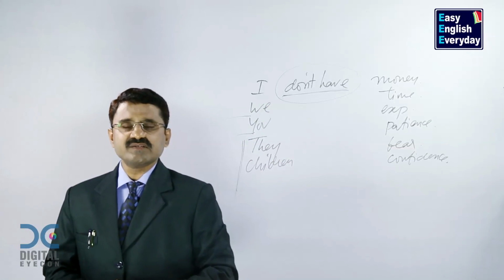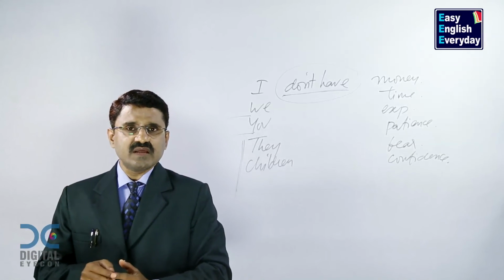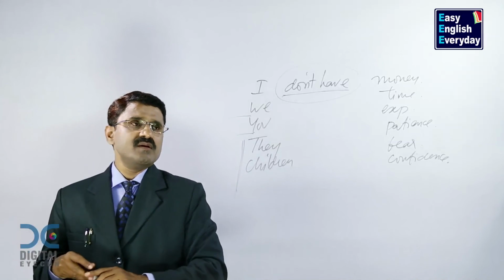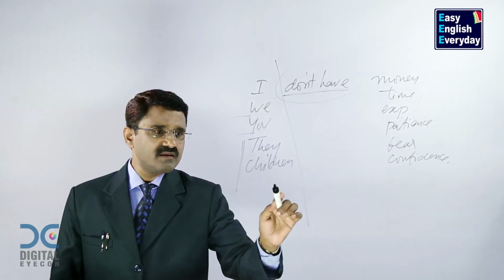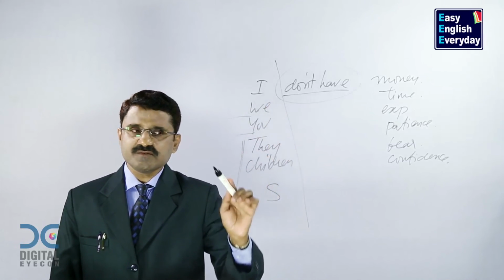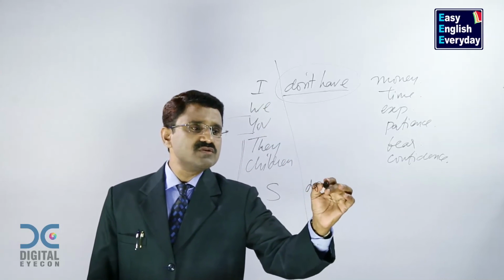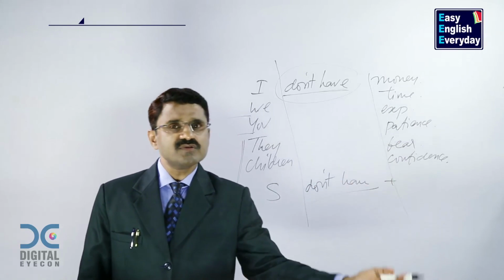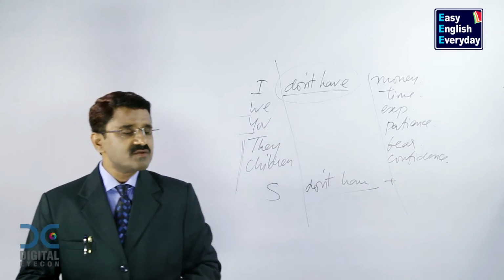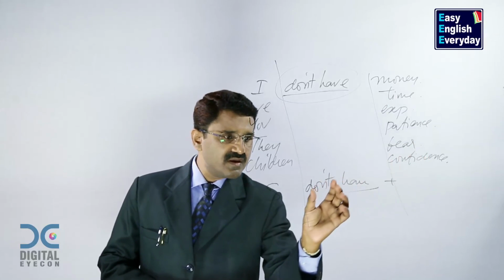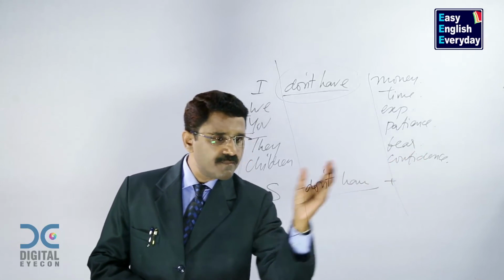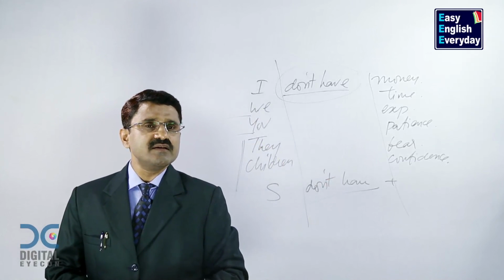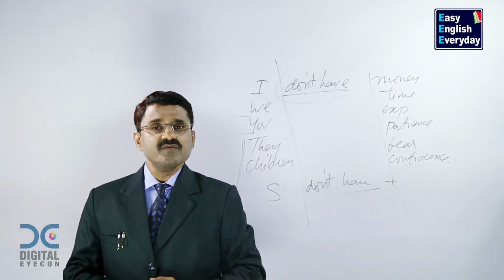So this type of sentences are used when you want to tell that so and so item is not there with people. How to make sentences? Take any one subject among these five, then keep don't have here as it is, then keep on adding nouns, as many nouns as possible. So these nouns indicate possessions. If you keep don't have here, it indicates that this item is not there with these people. So this is the way of making sentences with do form verbs.